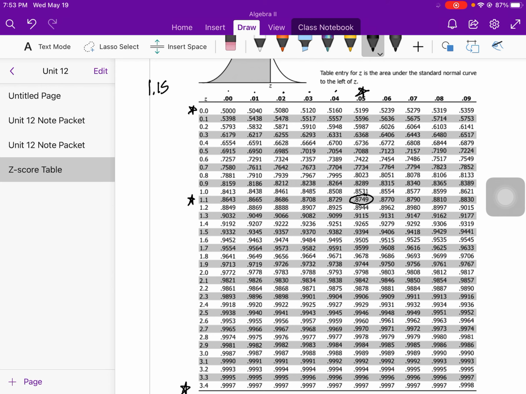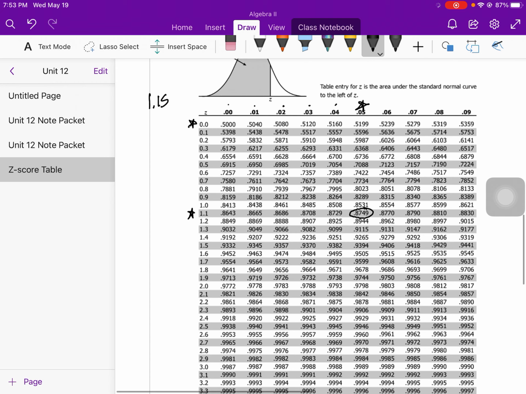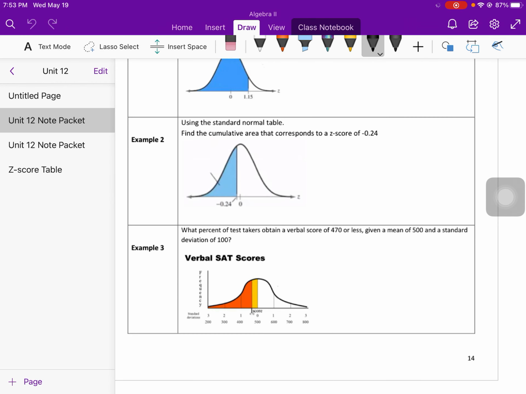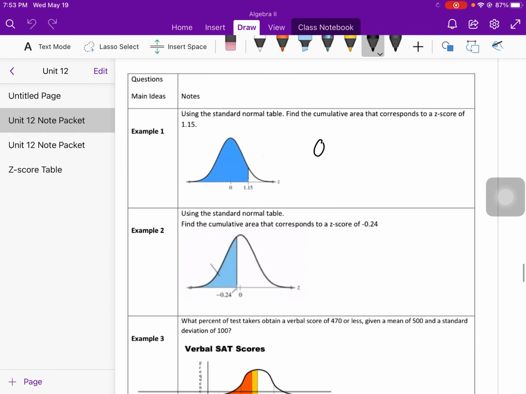So that means that that is the percent or the amount of area under the curve for 1.15 as the z-score. So 0.8749, this was the decimal. We want that as a percent though. So we're going to say that is 87.49%. So that's the amount of area under the curve for 1.15. So everything to the left of 1.15. That's how that table reads, is the area to the left.